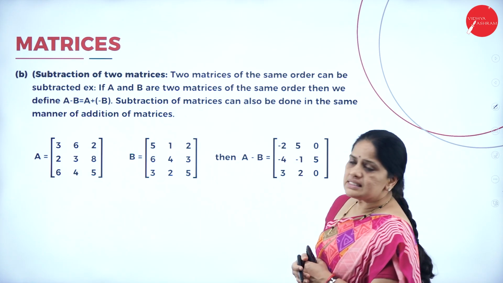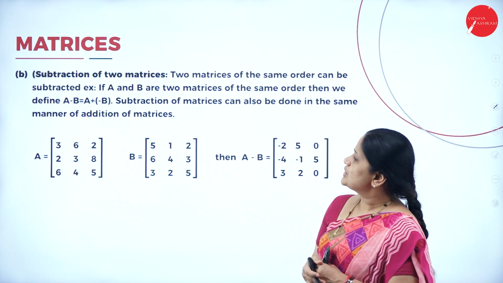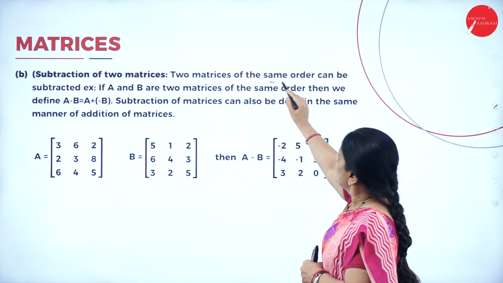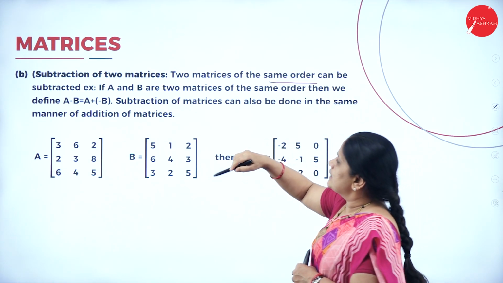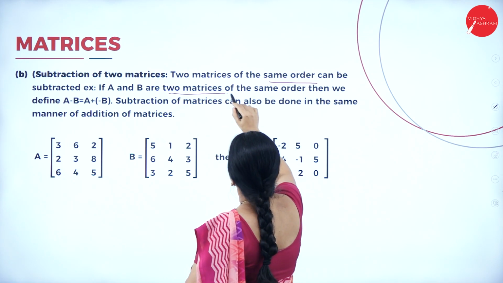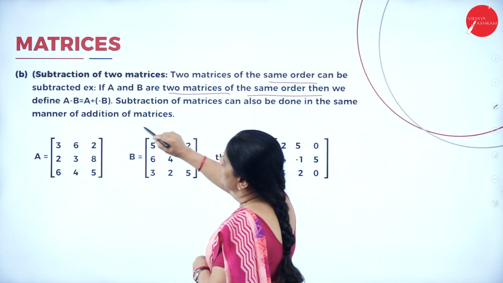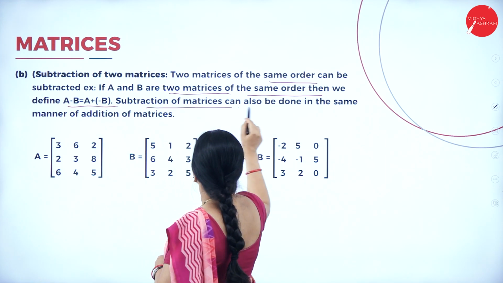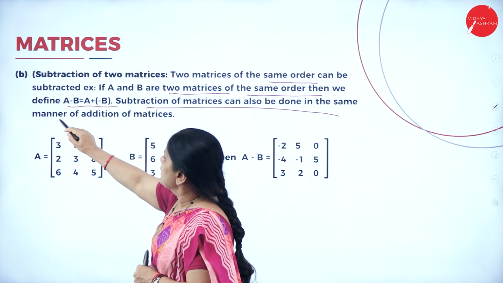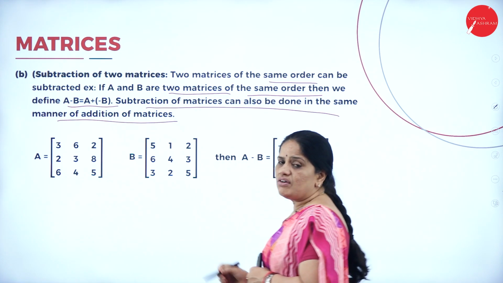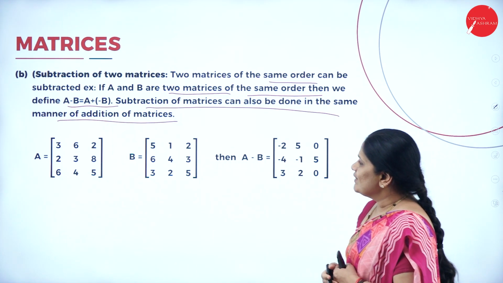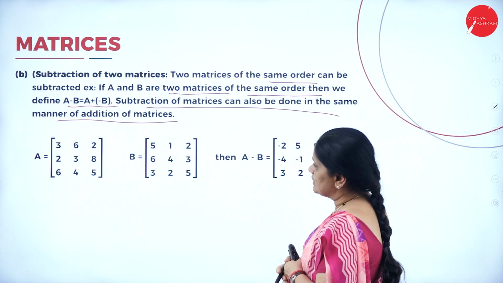Now, let us look into the subtraction of matrices. Two matrices of the same order can be subtracted. So, if A and B are two matrices of the same order, then we have A minus B. Subtraction can also be done in the same manner as addition of matrices. The way we do addition of matrices, the same way we can do subtraction of matrices.